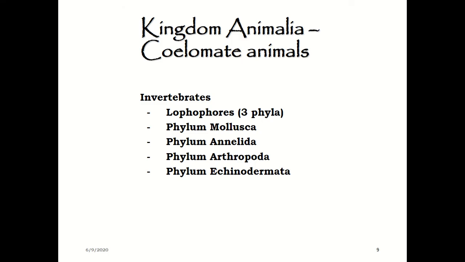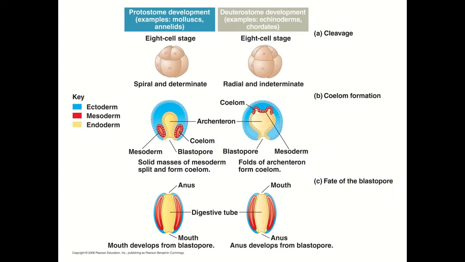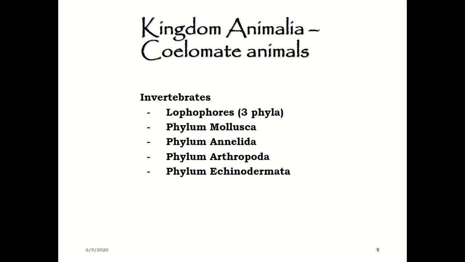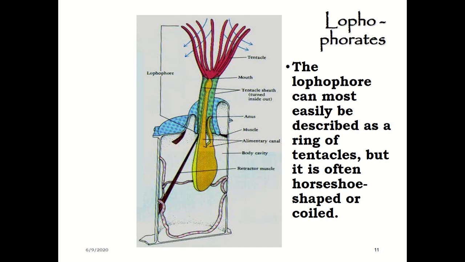So in the first group, the lophophorates, they have three phyla under them, which are phylum Ectoprocta, phylum Phoronida, and phylum Brachiopoda. All of these three phyla possess the same feeding organ, known as the lophophore. As you can see here, this one is called a lophophore.